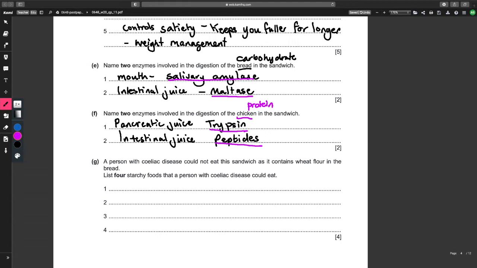Okay, so we're moving on now to look at the person who has celiac disease. Somebody who has celiac disease, which is an autoimmune disease, will not be able to eat the sandwich as it contains wheat flour in the bread. List four starchy foods that a person with celiac disease could eat. You could have things like beans, chickpeas, rice, sago.